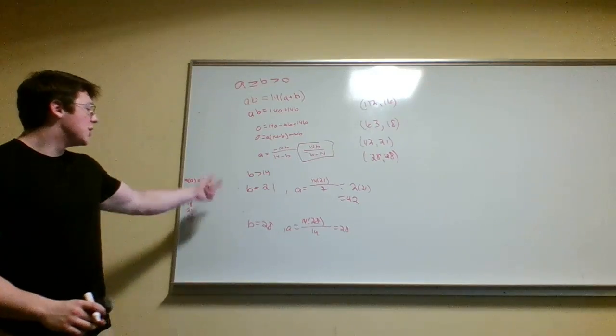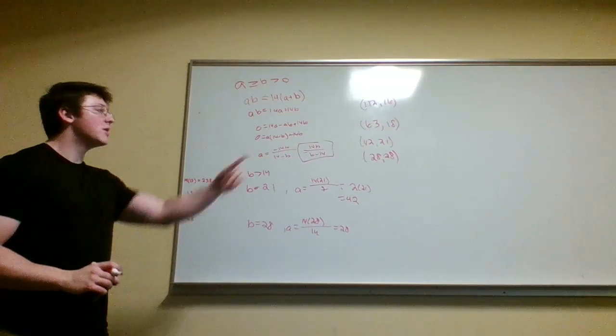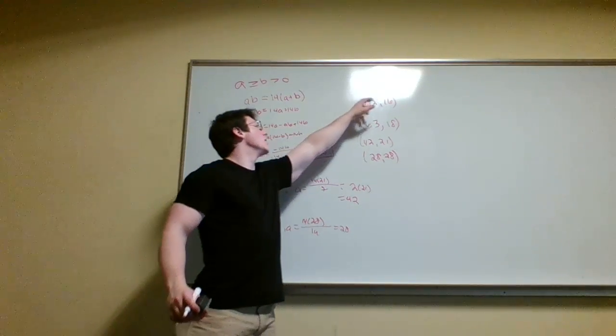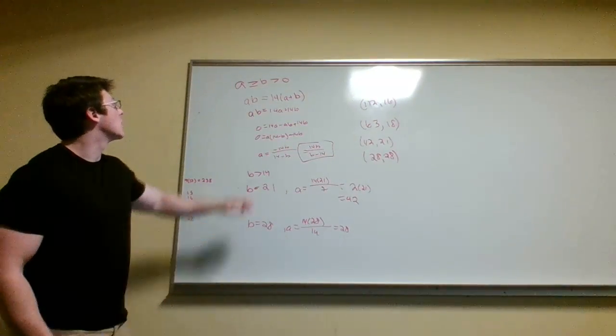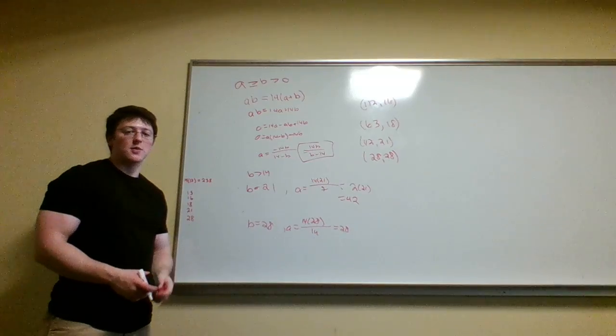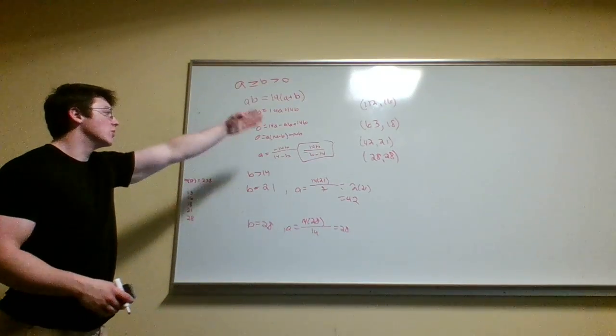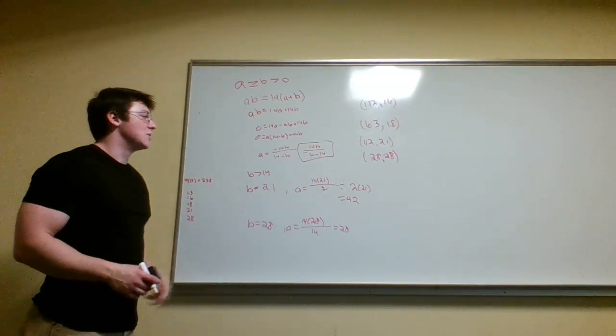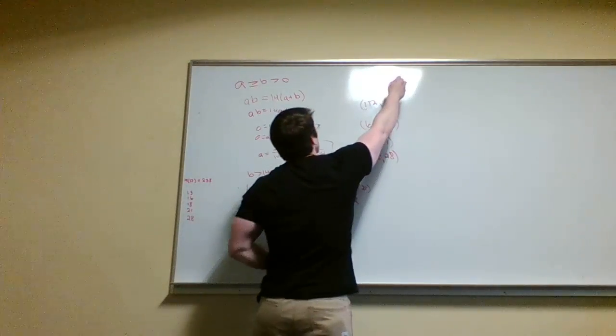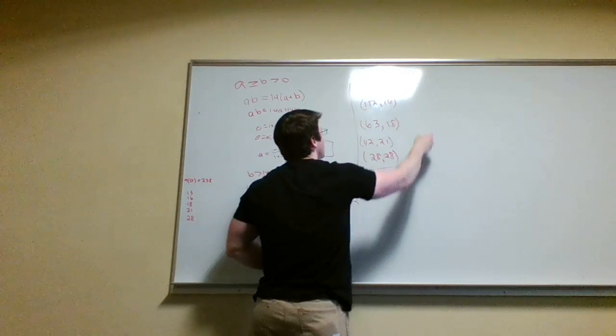Alright. Well, can you keep going? Well, you could, but if you kept going, we notice the pattern here. B gets larger as A gets smaller. So if you kept going, B would actually become greater than A. So by the constraints of the question, these are the only pairs of integers that satisfy AB equals 14 times A plus B. So these over here are.